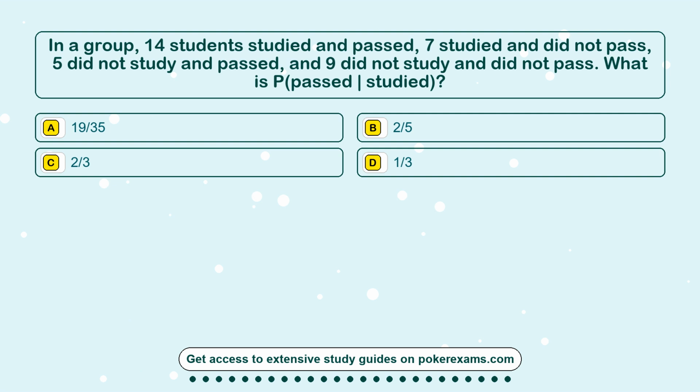Question 23. In a group, 14 students studied and passed, 7 studied and did not pass, 5 did not study and passed, and 9 did not study and did not pass. What is P(passed | studied)? Option A 19/35. Option B 2/5. Option C 2/3. Option D 1/3.